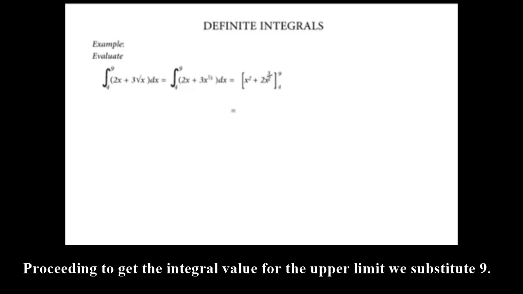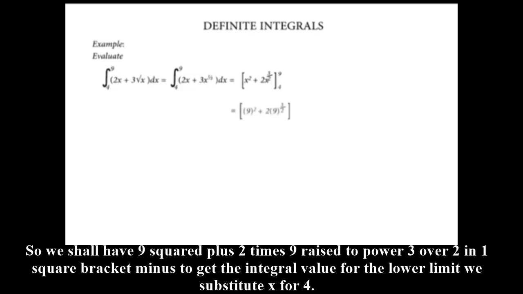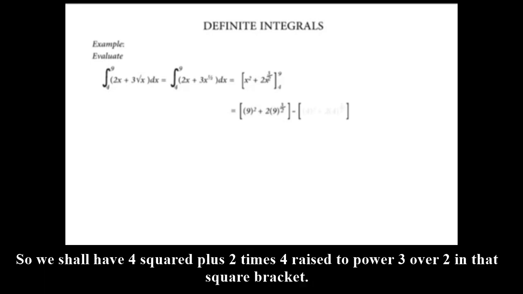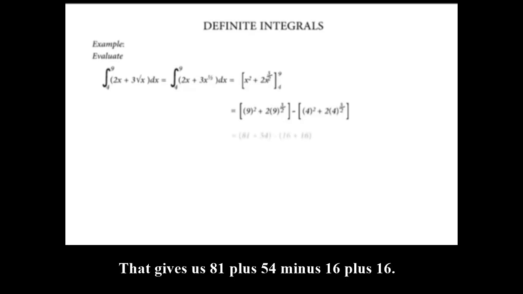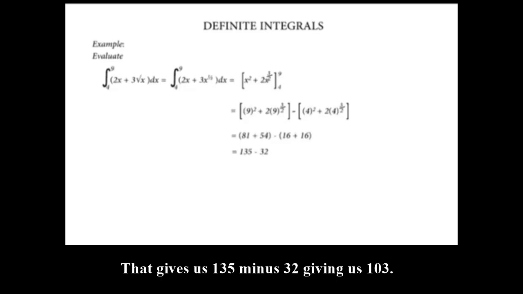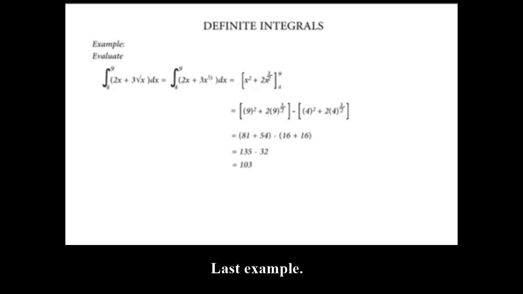Proceeding to get the integral value for the upper limit, we substitute 9. So we shall have 9 squared plus 2 times 9 raised to power 3 over 2 in one square bracket, minus, to get the integral value for the lower limit, we substitute x for 4. So we shall have 4 squared plus 2 times 4 raised to power 3 over 2 in that square bracket. That gives us 81 plus 54 minus 16 plus 16. That gives us 135 minus 32, giving us 103. Last example.